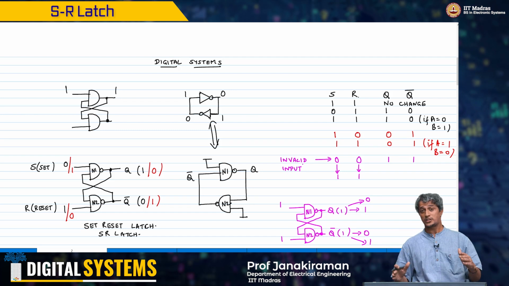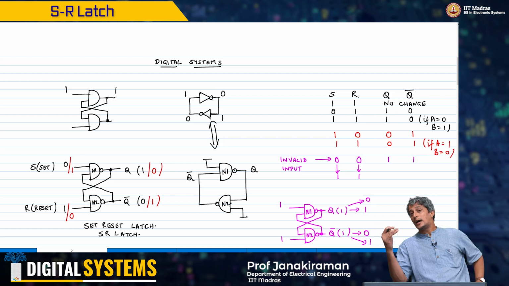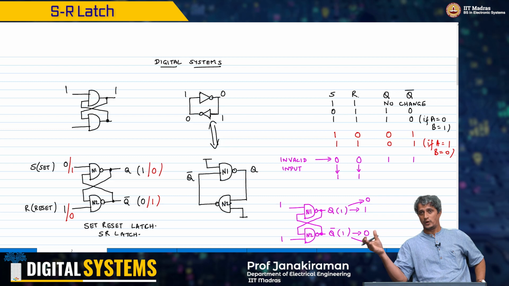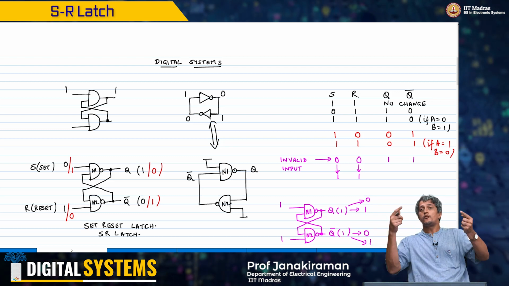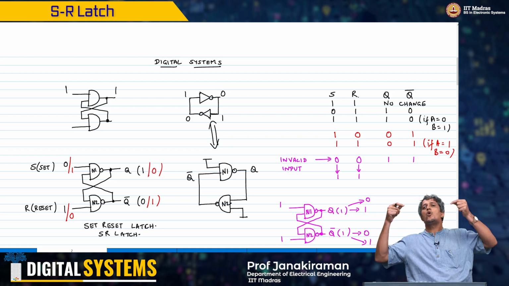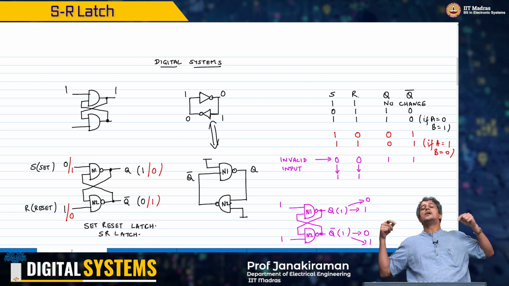Okay, 0, 0. It's not because the combination 0, 0 causes a wrong output. No, if the input is 0, 0, the output will be 1, 1. But the problem is, if you enter the 0, 0 state and then go to the 1, 1 state, then you have a problem.